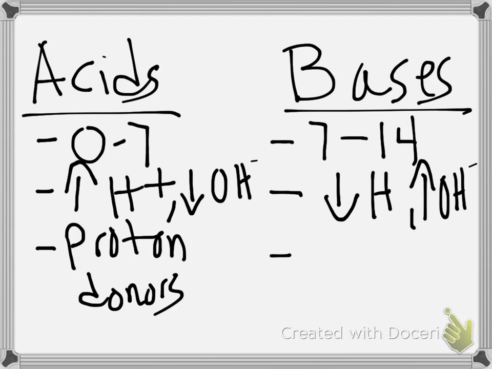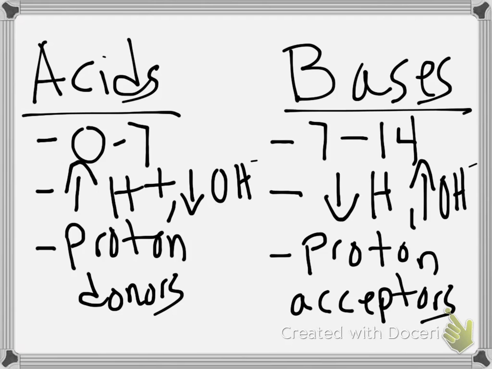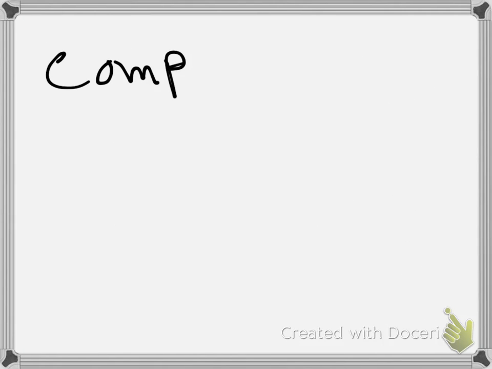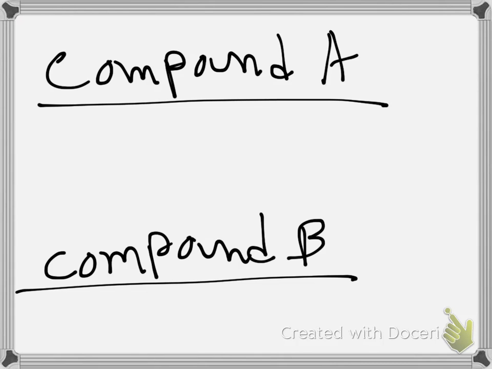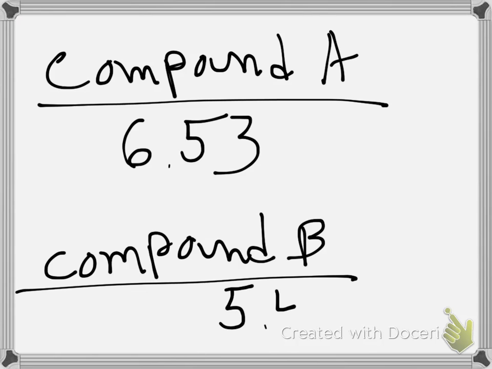Since acids are known as proton donors, bases will be known as proton acceptors. Okay, that is everything you need to know about what an acid is and about what a base is. Let's do some examples. Compound A compared to compound B. Compound A has a pH, let's just say, of 6.53. Compound B has a pH of 5.47, just as random numbers.